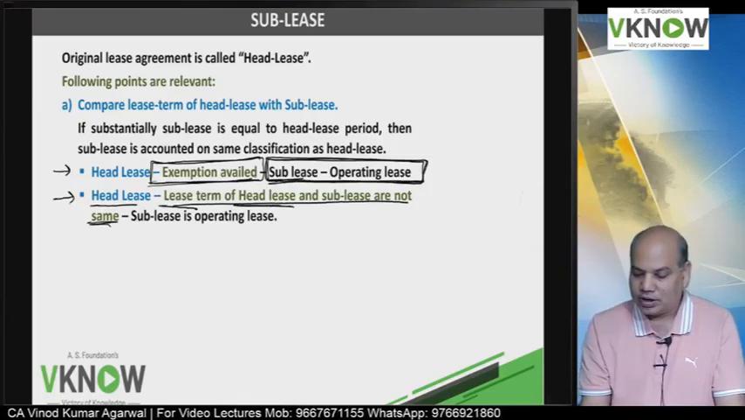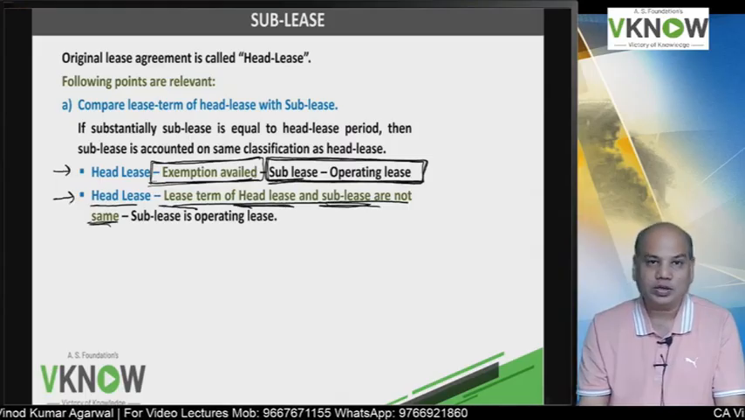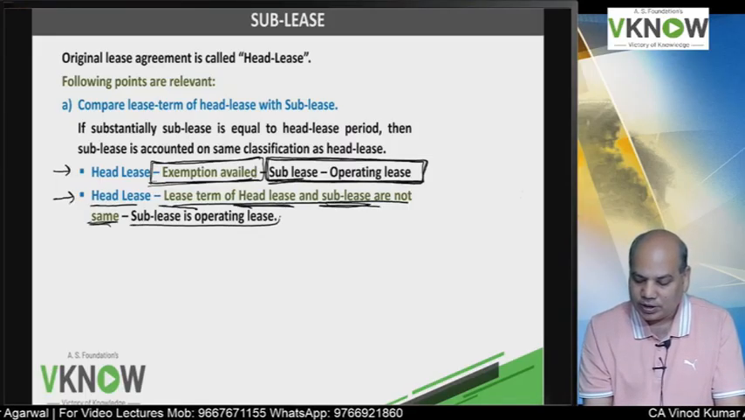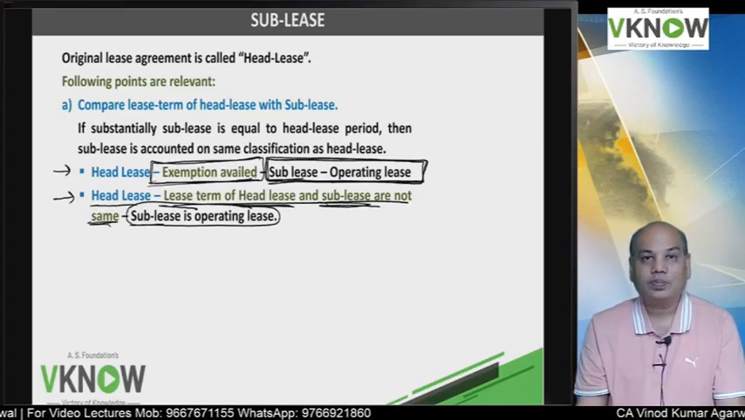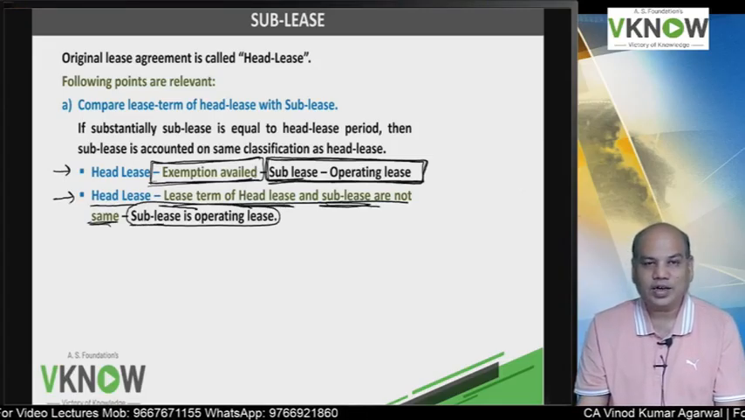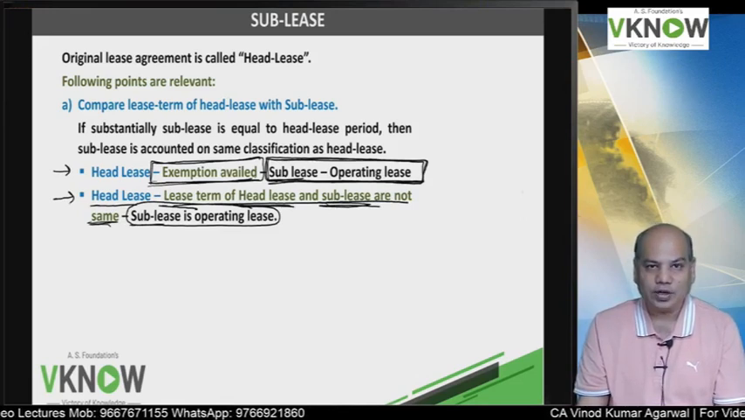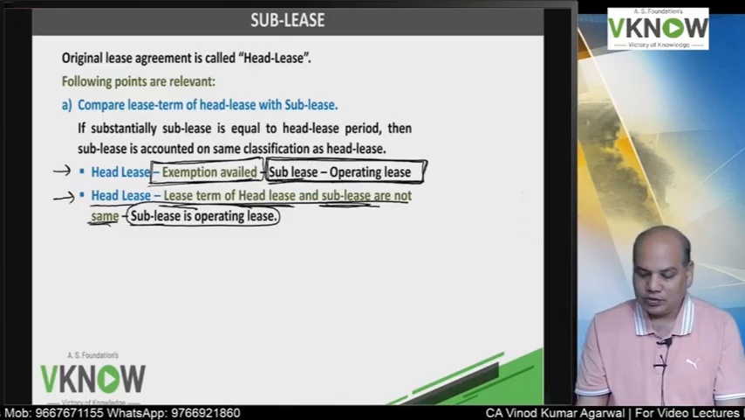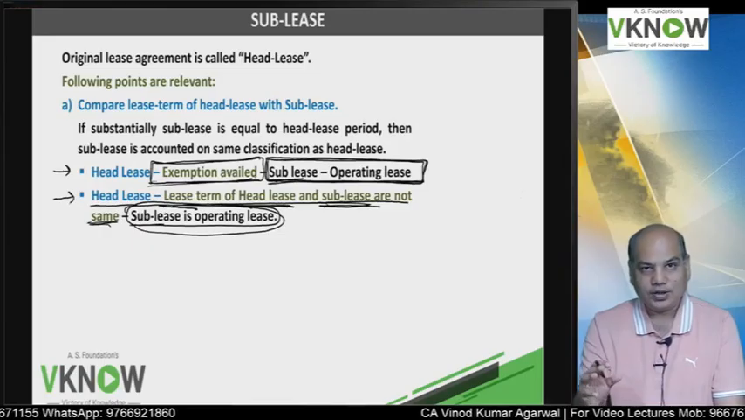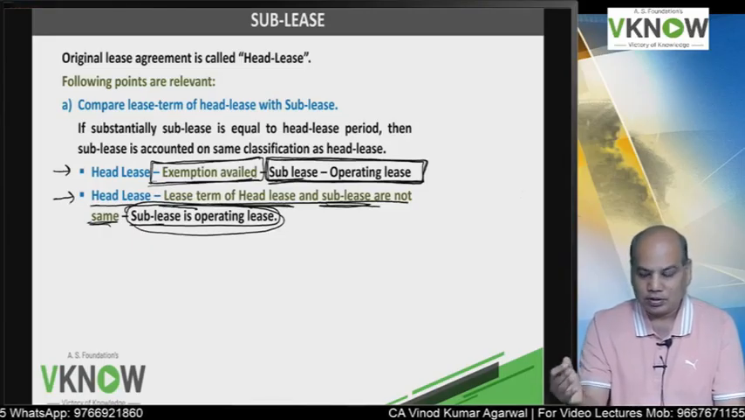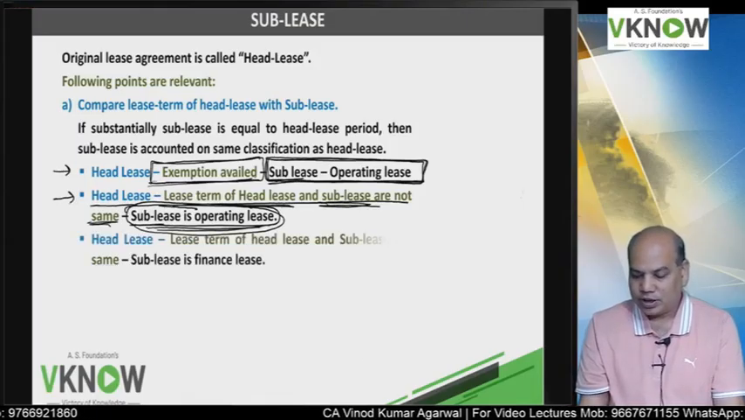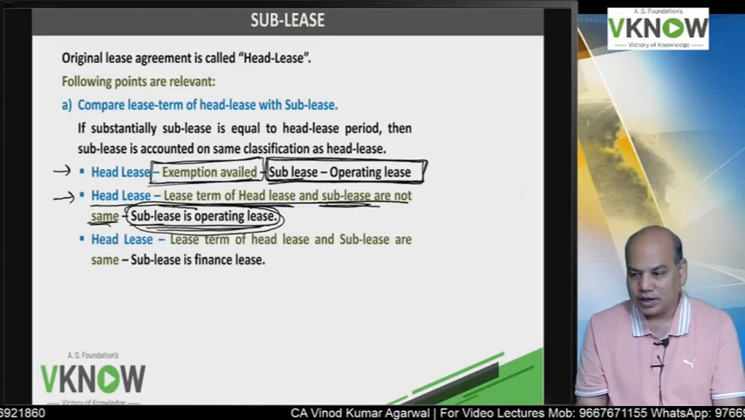Head lease term is 10 years, sub-lease term is 1 year, 2 years, 3 years. Then always the sub-lease will be treated as operating lease. When the lease terms of head lease and sub-lease are substantially different, then sub-lease will be treated as operating lease. And if it is treated as operating lease, life is easy. You just have to transfer the rental income to the P&L account on a straight line basis.